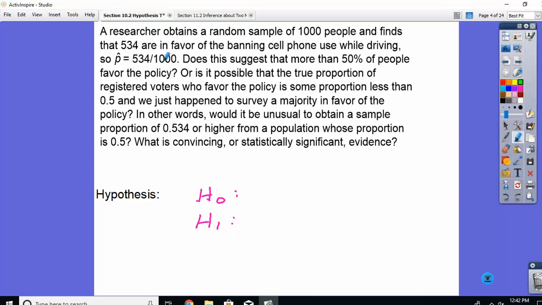Okay, we have to figure out what the overarching question is, and I'm trying to decide, does this mean that more than 50% of people favor the policy? So what is my parameter? Is it mu, sigma, p, what? P. I'm talking about proportion. So our null is always this parameter equals something. So what would I start out saying? P is 0.5. The alternative, I'm trying to decide if P is greater than 0.5.